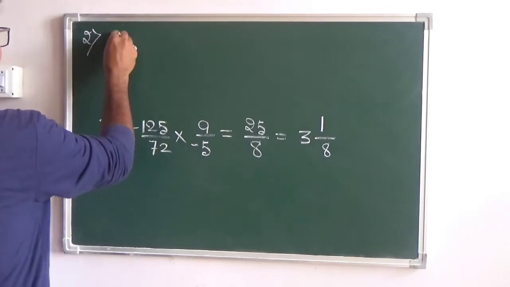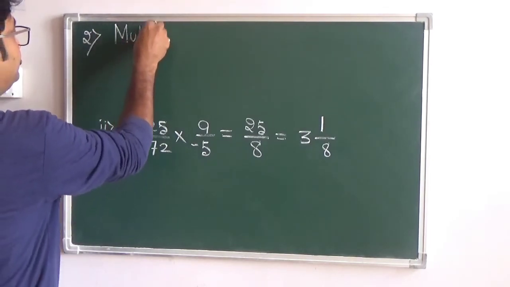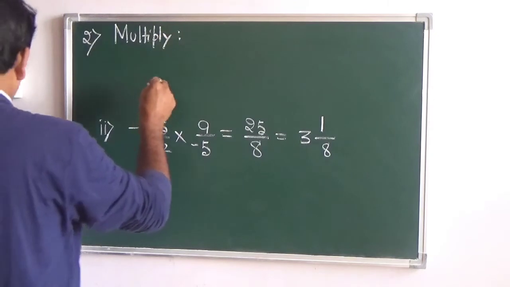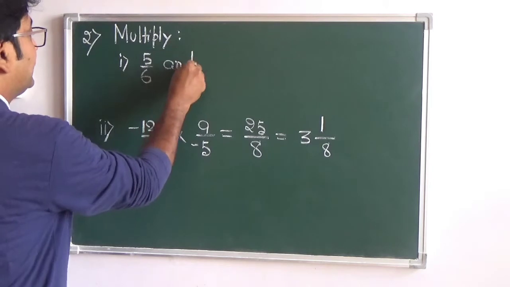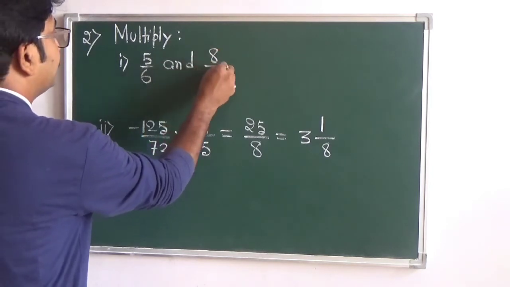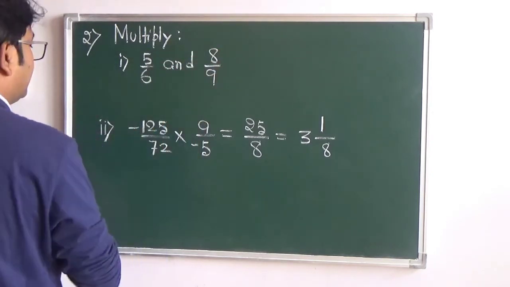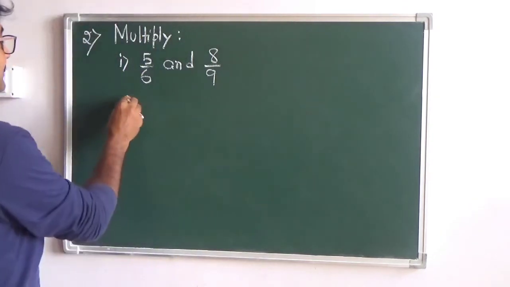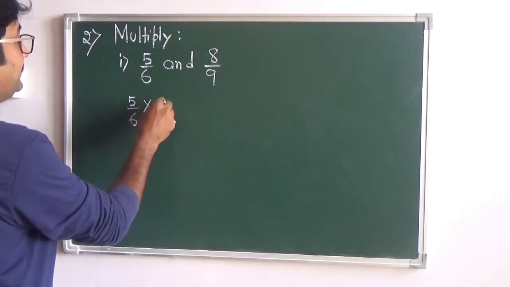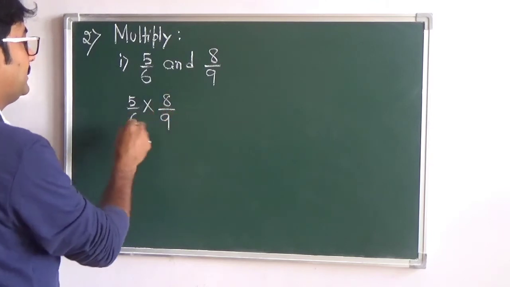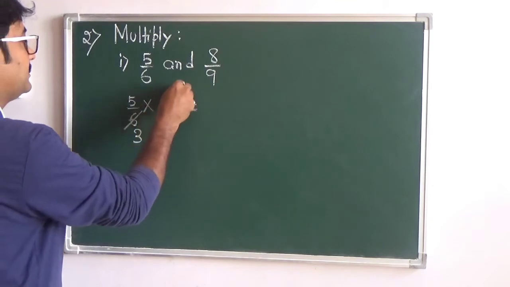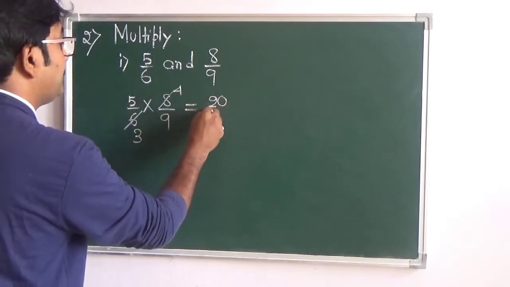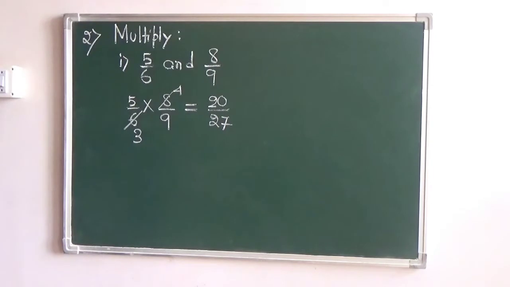Question number 2 is multiply. Number 1 is 5 by 6 and 8 by 9. So you can write it as 5 by 6 multiplied by 8 by 9. So you can reduce this by 2, that is 3, and this is 4, so you get 20 by 27. So this is your answer.